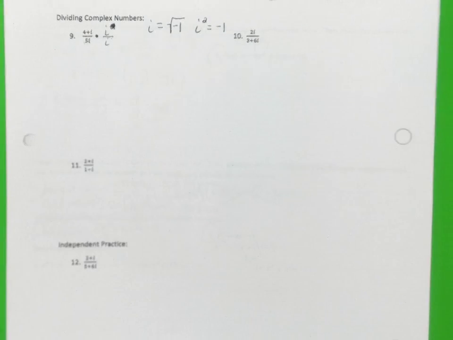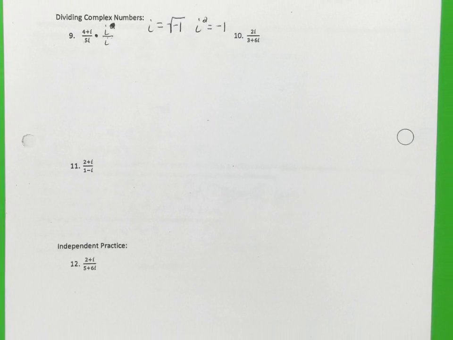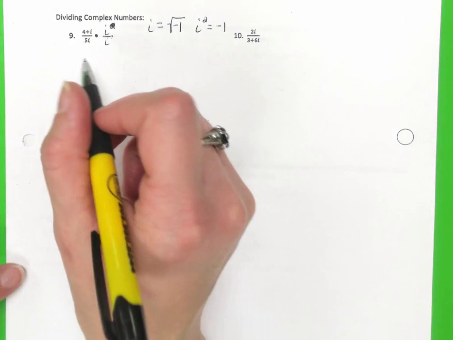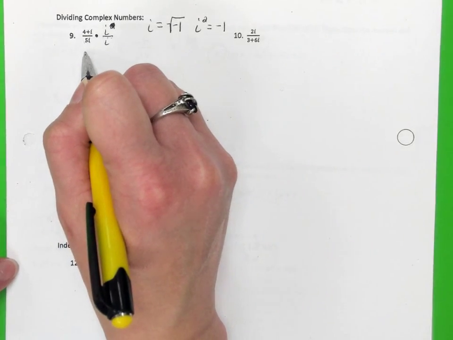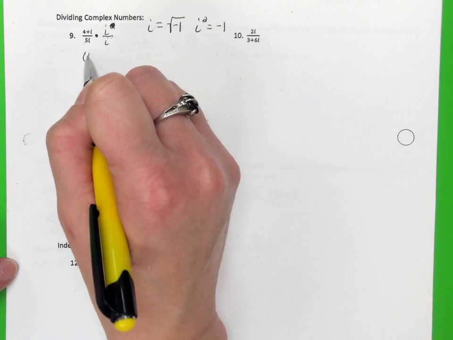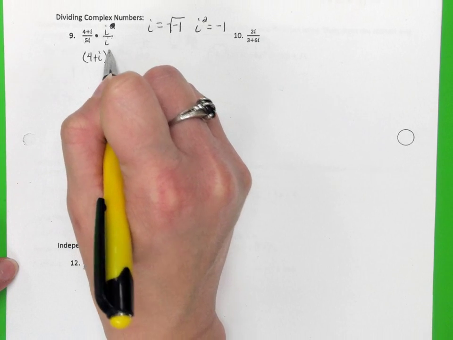Can y'all see that? Do I need to zoom it in? Yes. Okay. But is that just a regular I? Yeah, it's a regular I. I messed up and wrote a square on accident. All right, so here's what we're going to do. We're going to take 4 plus I, and we're going to multiply it by I.